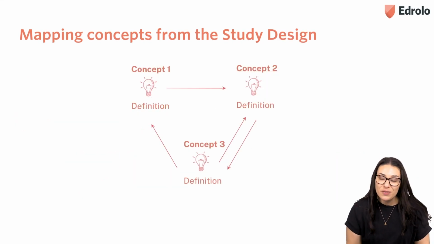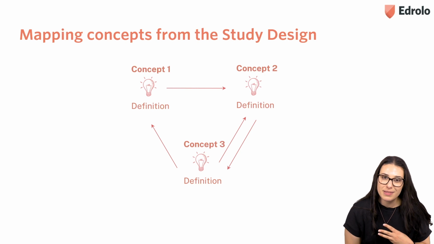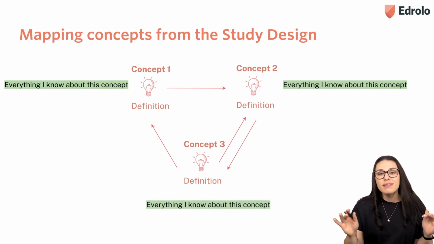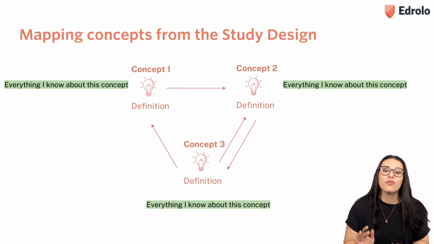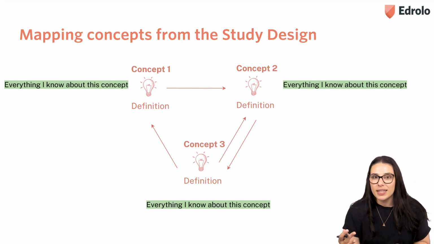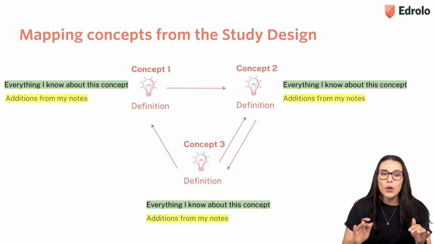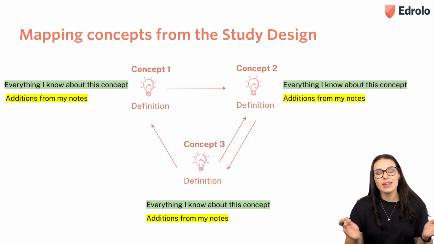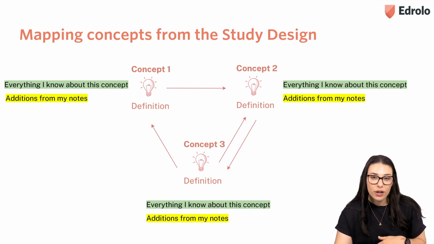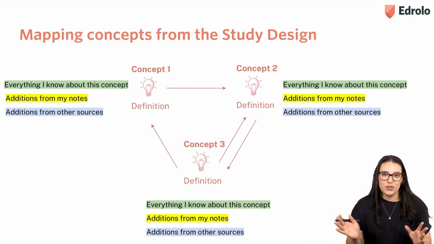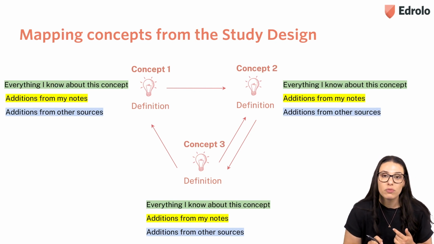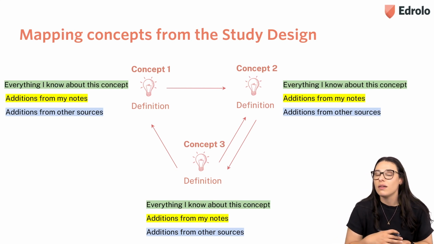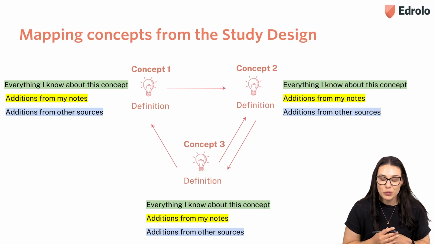So for this activity, your students are going to need 3 different coloured pens. For the first part, they will use one colour to go ahead and write down everything that they know about that concept, purely from memory. Then, with their second coloured pen, they can add to it, but they can only add any additions from their own notes, which again can still be quite challenging. Lastly, they can then go back in with a third colour and they can use any other additions from other sources. So it could be additions from Edrolo, the platform, the videos, the textbook. It could be from conversations that they're having with their peers, any other resources that they have at their disposal.